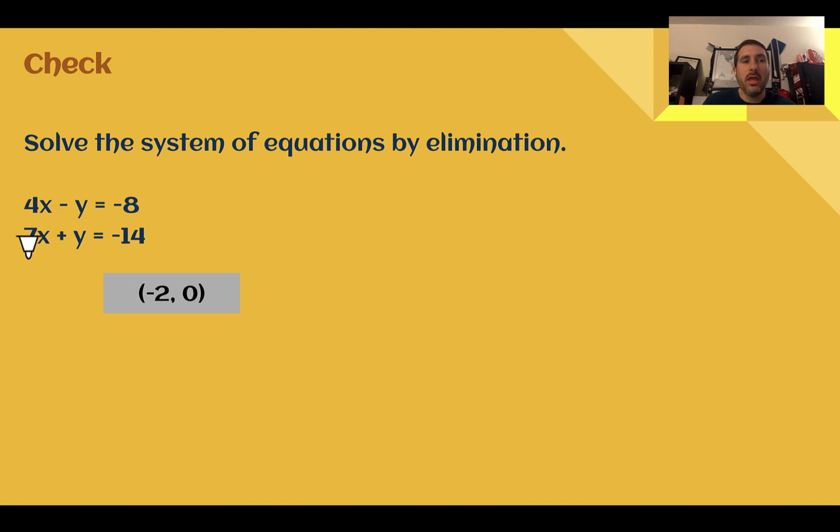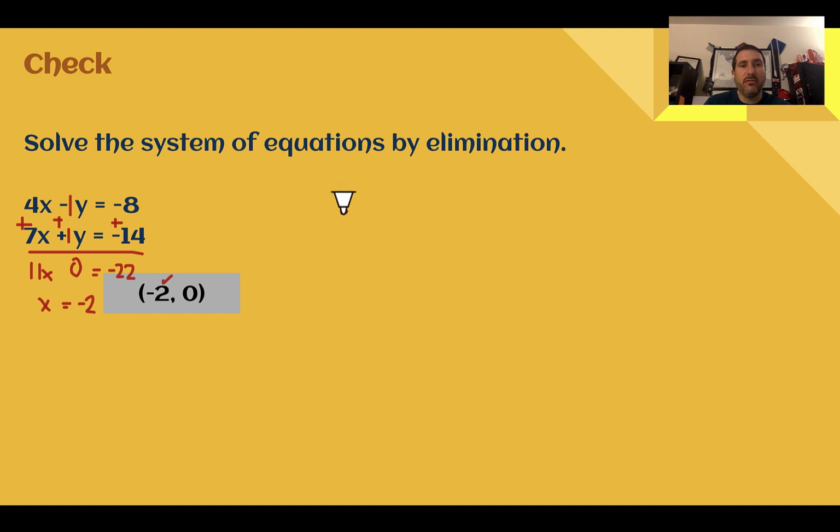If we're using elimination here, this is a coefficient of -1, this one's a +1. They're opposite coefficients, so we should add all of these together. 4 plus 7 is 11 with our x's. -1 plus +1 gives me 0. -8 plus -14 is -22. If 11x is -22, that means x must be -2, which is what we got.